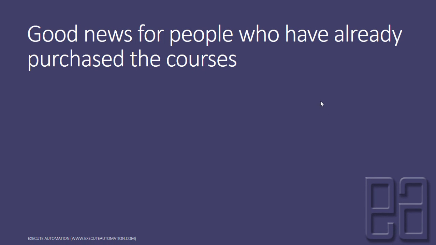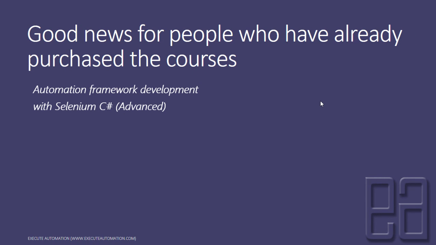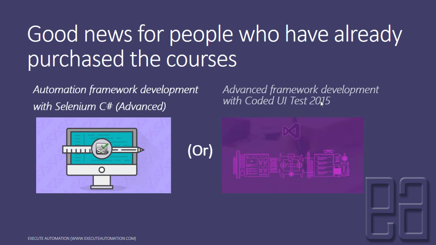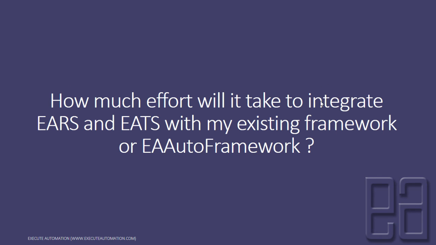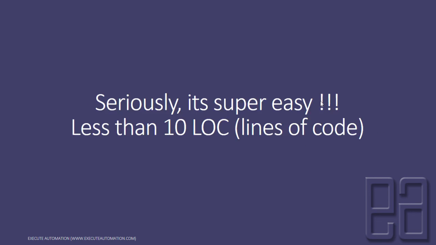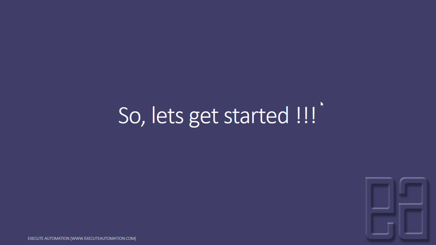And the good news for people who have already purchased the courses Automation Framework Development with Selenium C# Advanced or Advanced Framework Development with Coder UI Test 2015 is we have exclusive videos for integrating the Execute Automation reporting system and Execute Automation test harness system in these two frameworks. And how much effort will it take to integrate AIRS and EATS with my existing framework or any EA Auto framework? Seriously, it's super easy. Less than 10 lines of code is enough to integrate your Execute Automation reporting system with your existing framework. So, excited? Then let's get started.